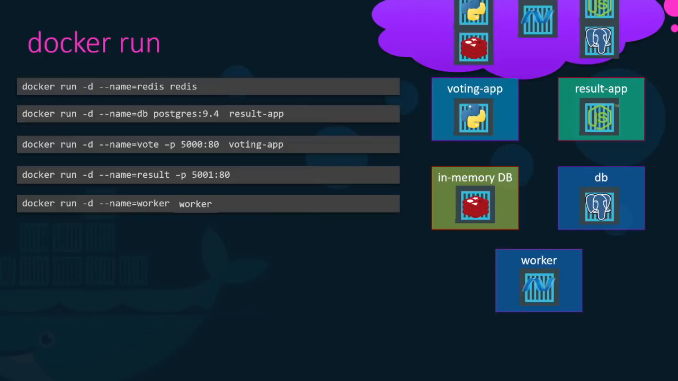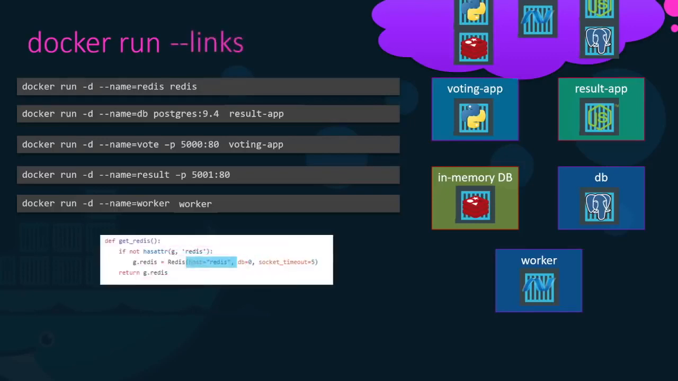Link is a command line option which can be used to link two containers together. For example, the voting app web service is dependent on the Redis service. When the web server starts, as you can see in this piece of code on the web server, it looks for a Redis service running on host Redis. But the voting app container cannot resolve a host by the name Redis.